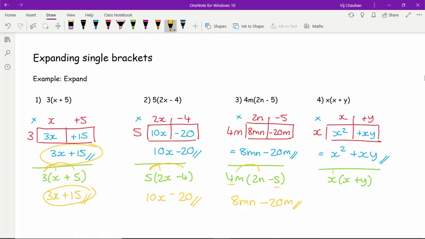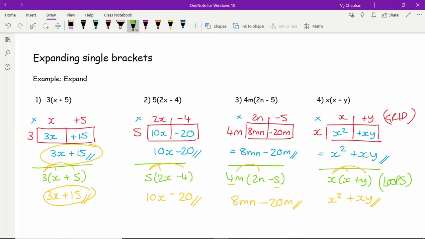And then finally for this one, x times x, which gives me x squared, and x times y, which gives me xy. So you don't have to do both methods. This is using the grid. So the top method is using the grid, and the second method is using loops. And you can really choose whichever you prefer. Personally, the bottom method is probably quicker and a lot more efficient because you don't have to draw boxes.